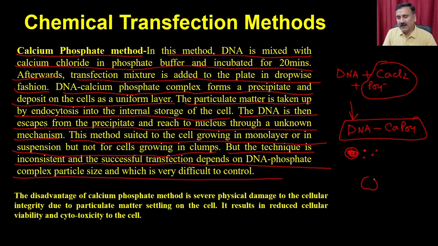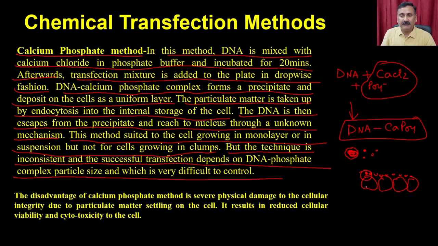So imagine that you have a cell, right? You have a single monolayer of cells, right? So all these particles are going to sit on top of this. Once the particle sits on any cell, the cell has an inherent tendency to eat these particles, okay? Just like when we take food particles and they go inside our body, the cells take up this food. As a result, this particle is taken inside. Then once the particles are inside, the DNA is released from this, and that's how the DNA will reach the nucleus.